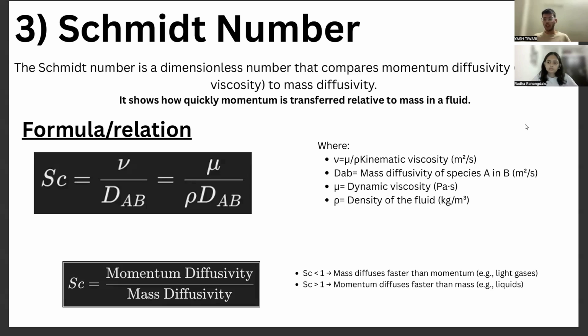This you might have learned in Mass Transfer 1 and 2. Moving on, mu is the dynamic viscosity and rho is the density of the fluid. Schmidt number in gist can be described as momentum diffusivity upon mass diffusivity. When Schmidt number is less than 1, mass diffuses faster than momentum, while when it is greater than 1, momentum diffuses faster than mass, in which we have the example of liquids.